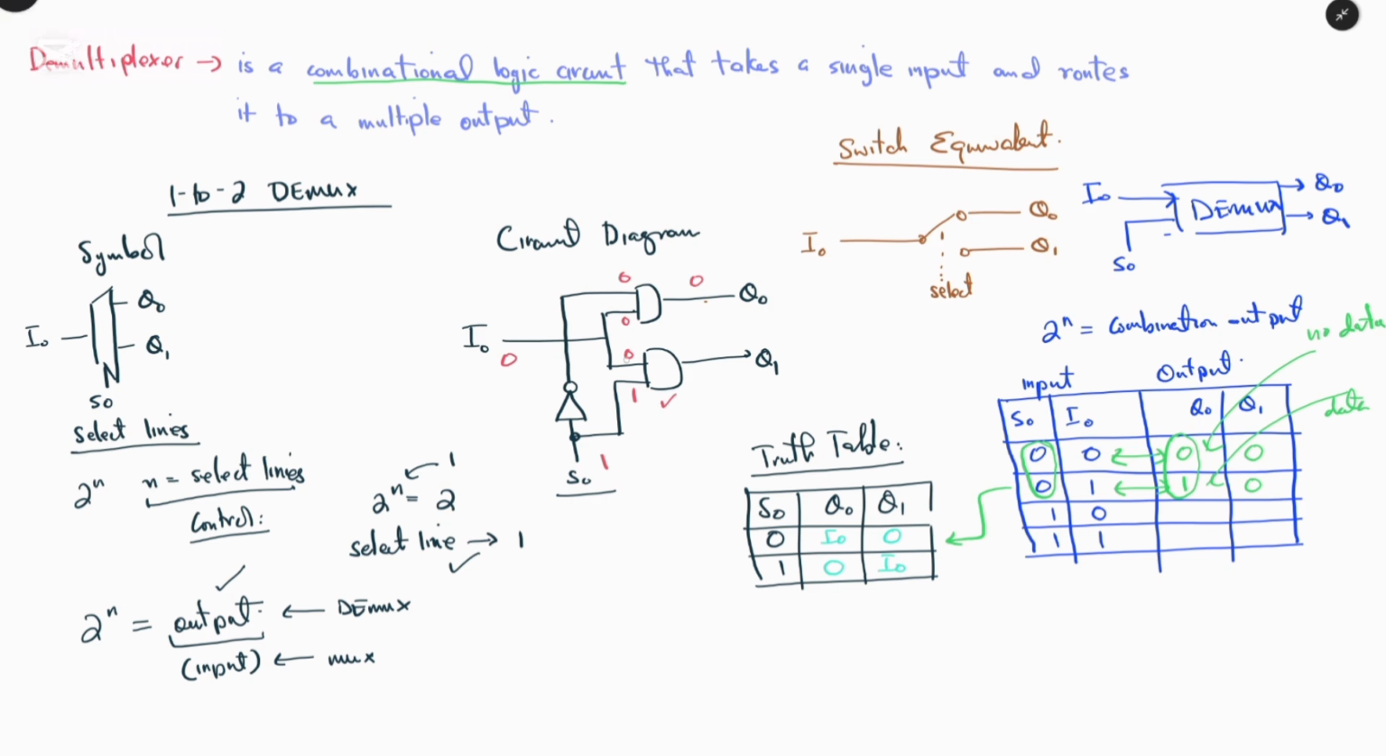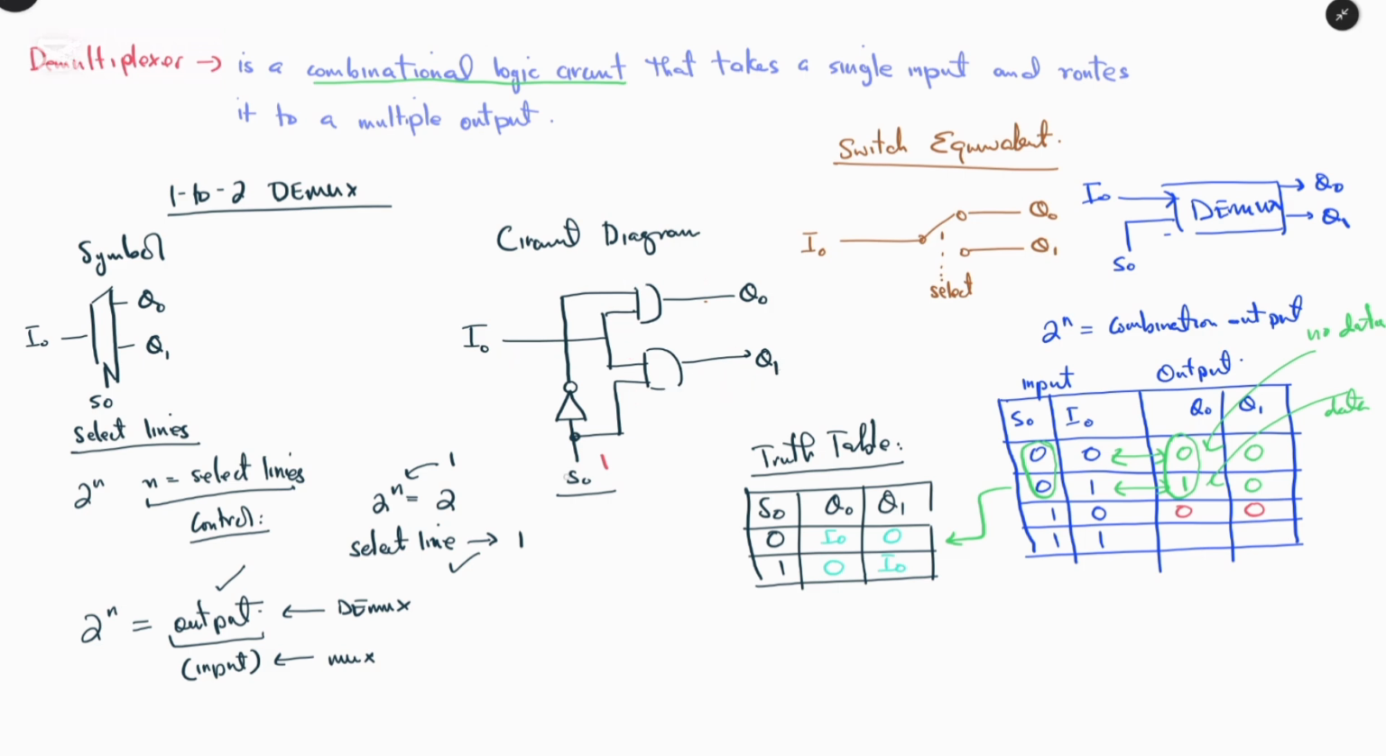However, the data from the input is 0. So by default, Q0 is 0 and Q1 is connected to the input. However, it has no data, so it will be 0. So we can say I0 is equal to 0 at output Q1.